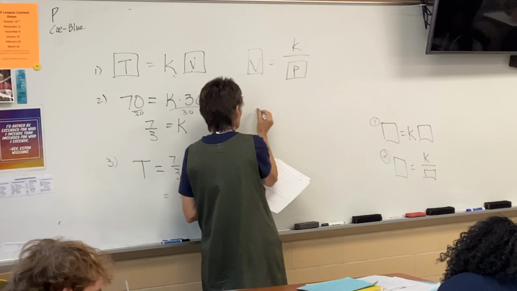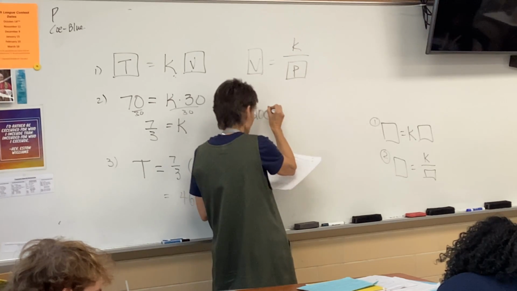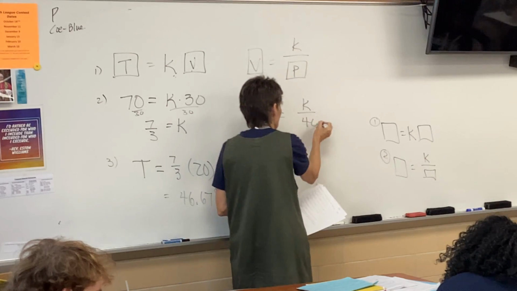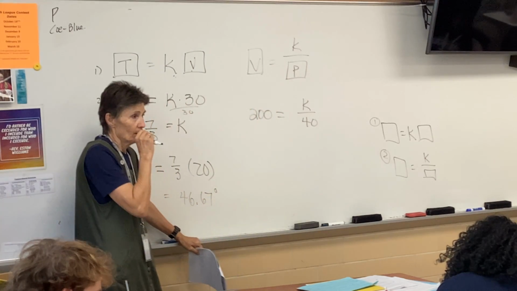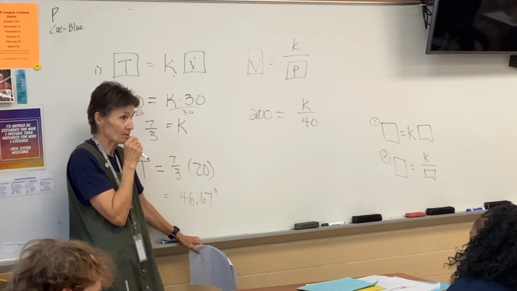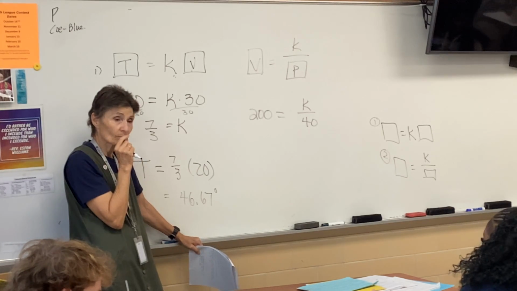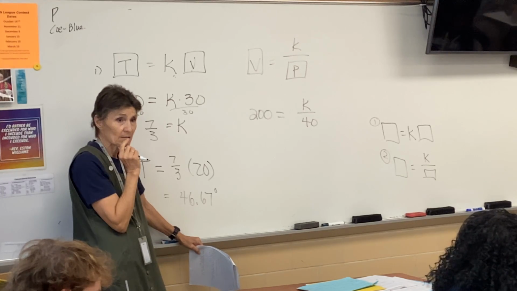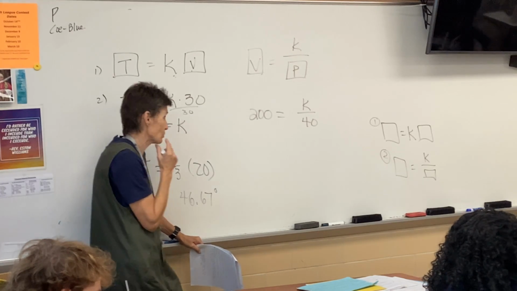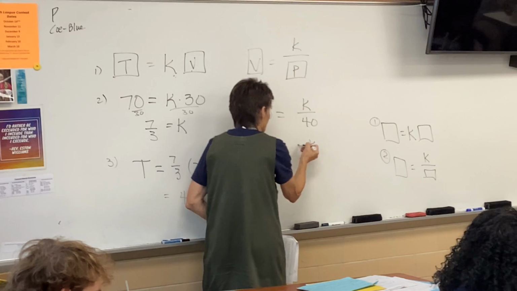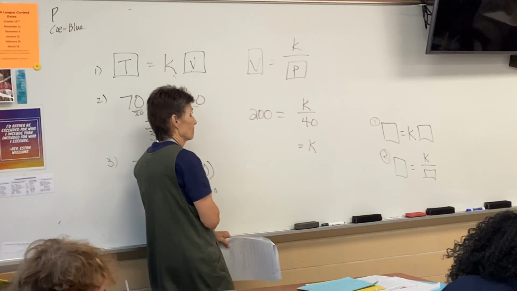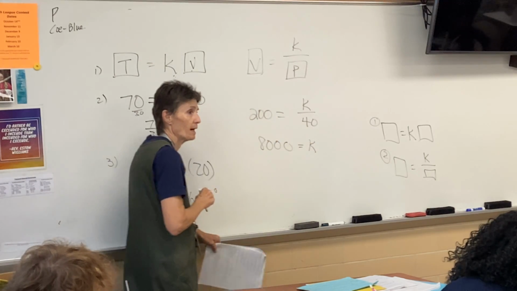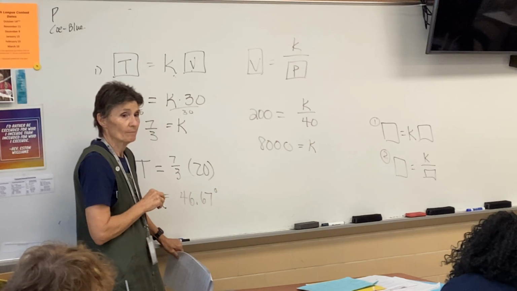If the volume is 200, then the pressure is 40. That makes sense, Shan? So what does that mean K is? You gotta be able to solve that. What's K gonna be? K equals what? 8,000. Very good. How do we get 8,000? We took 40 times 200.